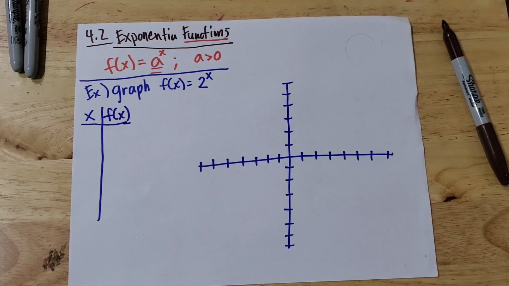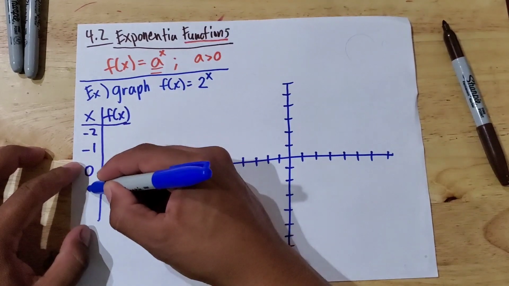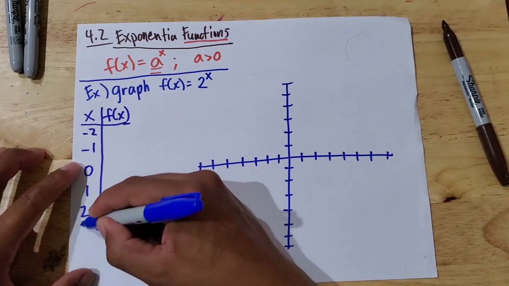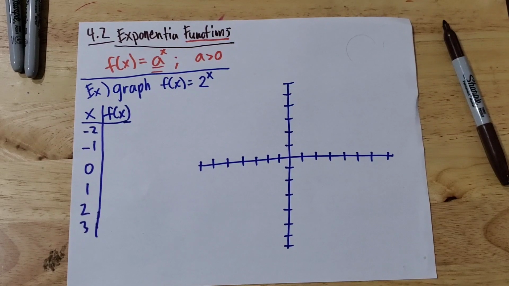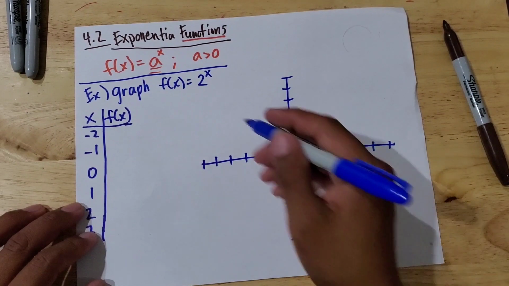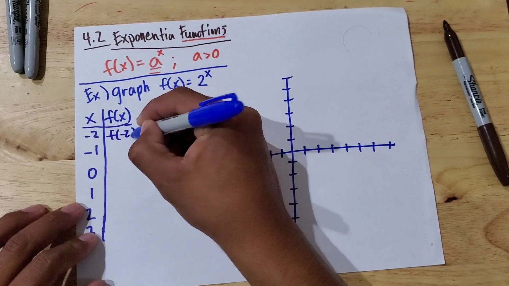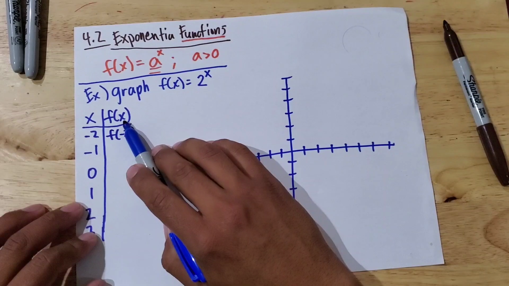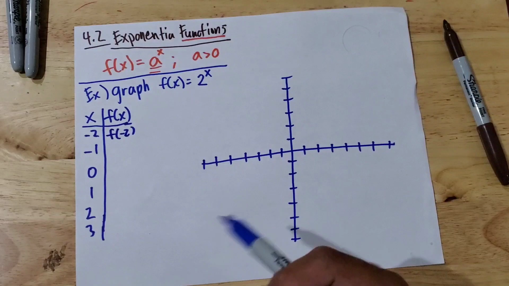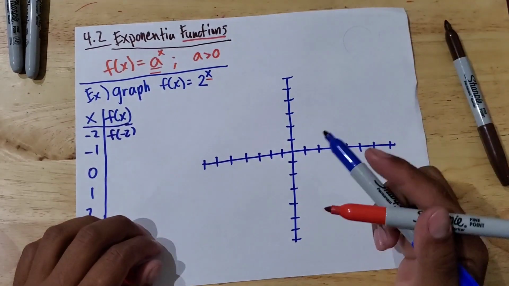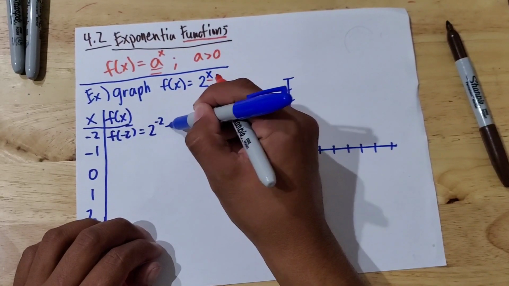And then we're going to choose some values. So let's try -2, -1, 0, 1, 2, and maybe 3, just so we can see what's happening on both sides of this graph. Now, all that's going to happen is you're going to take that x, which is -2, and replace it for the x in your 2 to the x. Remember, that's a power. So that's going to be 2 to the -2 power.